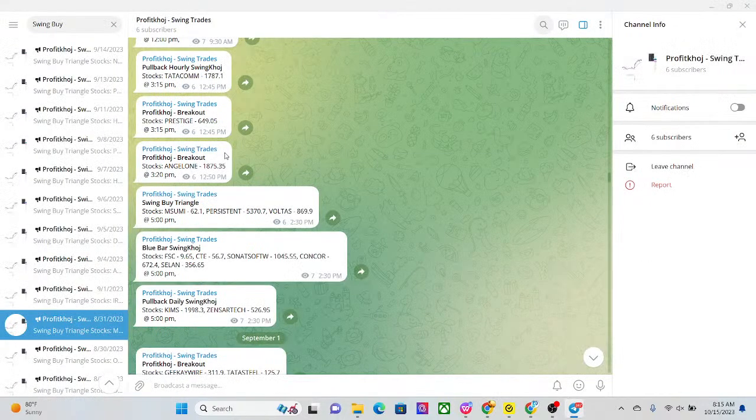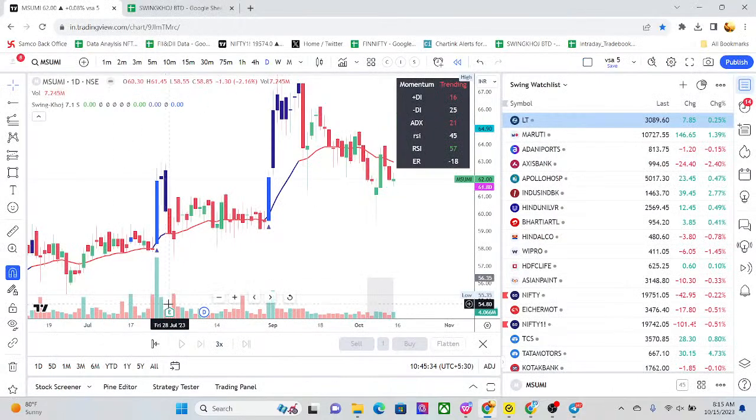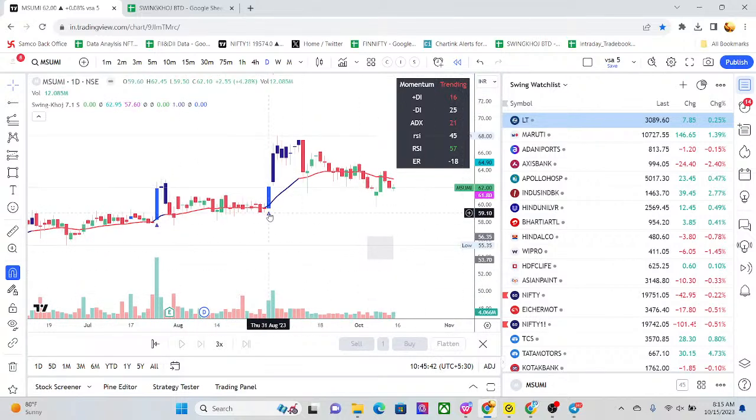What was the date? 31st August. Okay, see this. This is our candle, right? You can see the triangle here. Swing buy triangle. So this is by 1 rupee above, you can buy here.